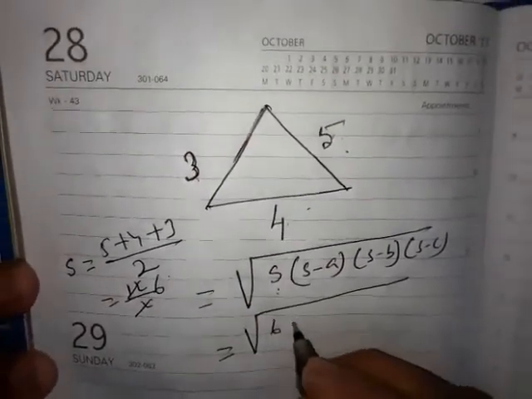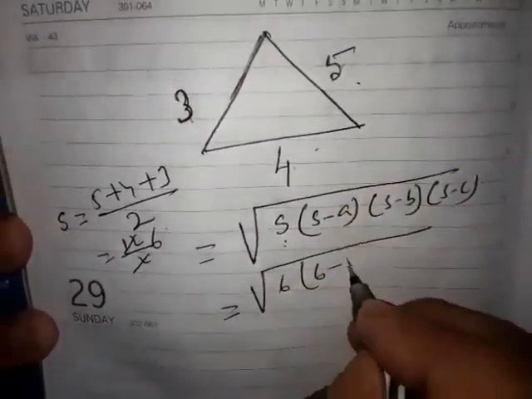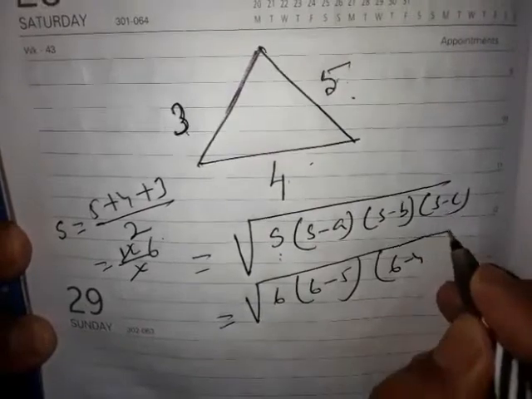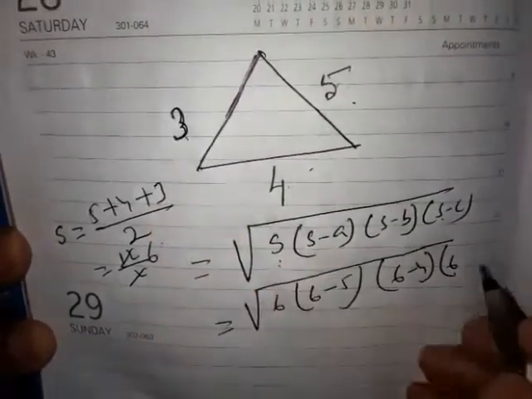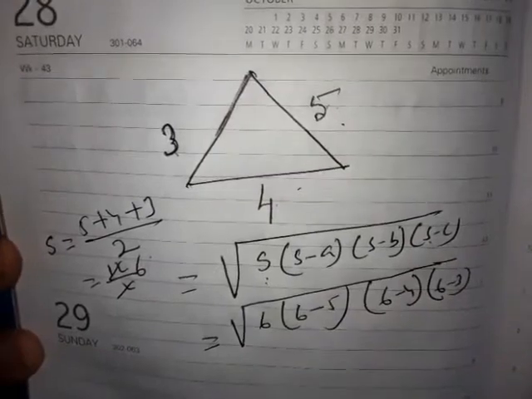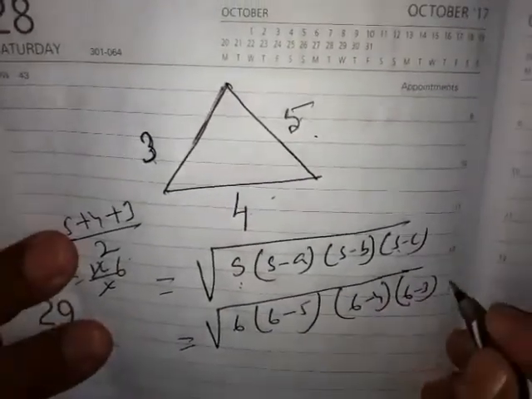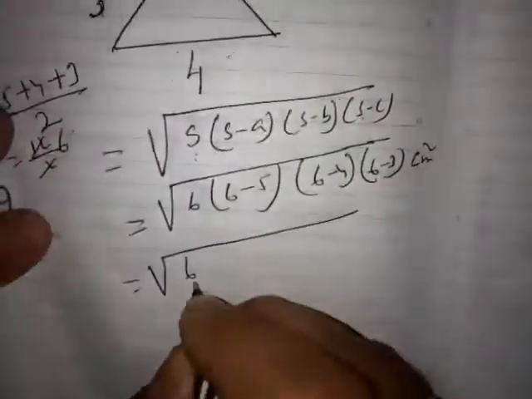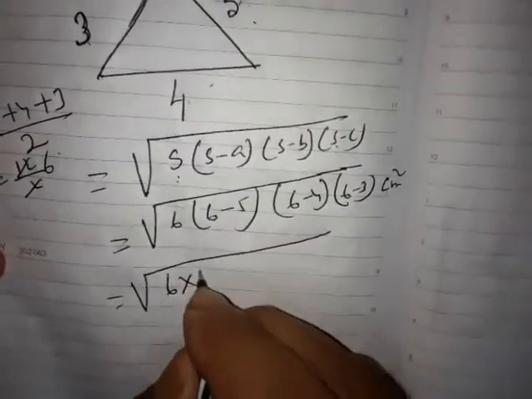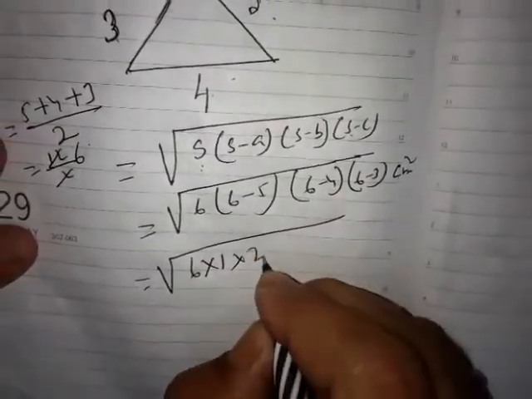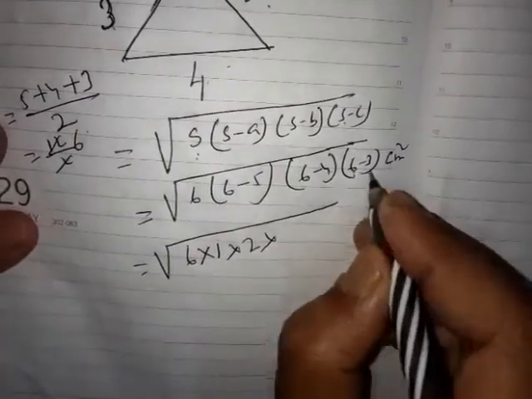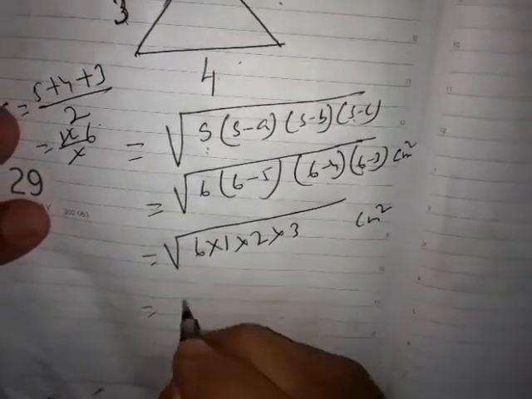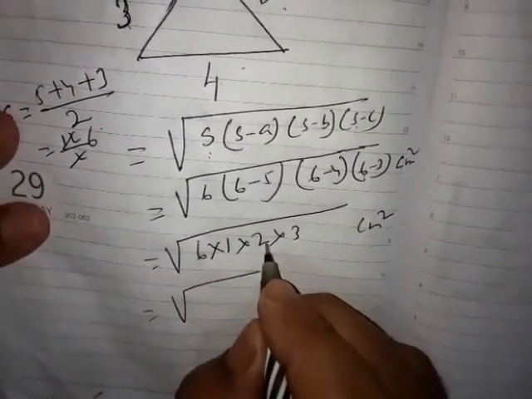How to find the area? S means 6. So 6 minus the first side, 5. Again S is 6, minus the second side, 4. S is 6, minus the third side, 3. If it is centimeter, I always told you, the unit of area will be square, so you write centimeter square. How to do the calculation? 6 minus 5 is 1, into 6 minus 4 is 2, into 6 minus 3 is 3, again centimeter square. If you multiply, root over of 6 into 12?